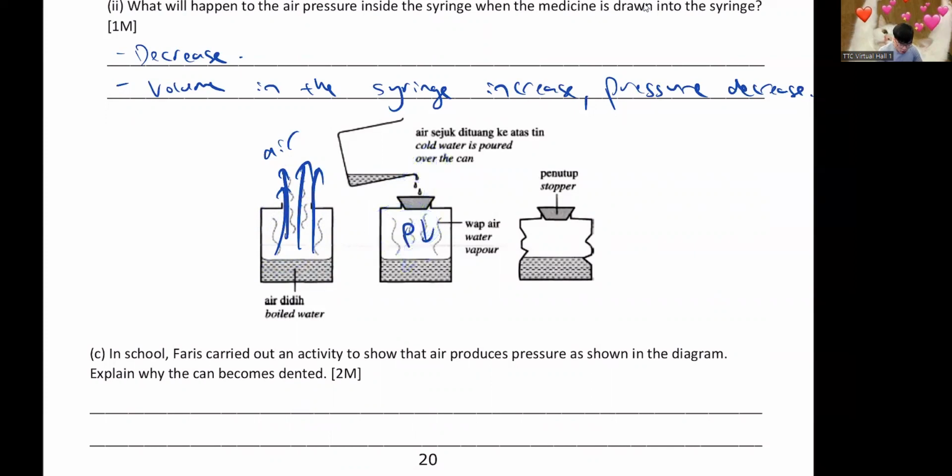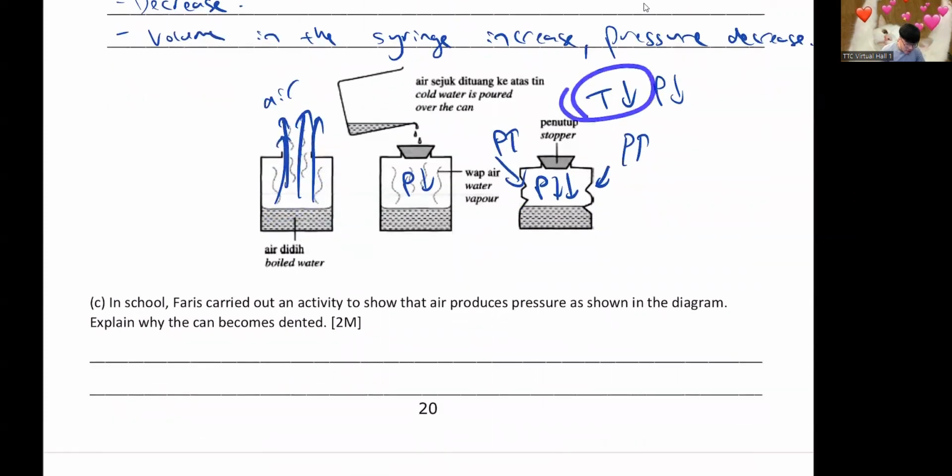And then when you pour cold water, remember when I talked about temperature, when temperature decreases, pressure decreases. When it's cold, there's less pressure. So when this becomes cold, the pressure will drop even lower. So the atmospheric high pressure will press on this can and crumple the can. So this is something to do with temperature.